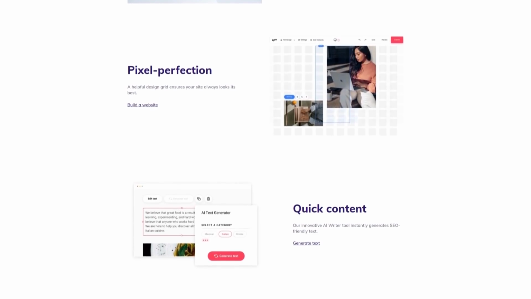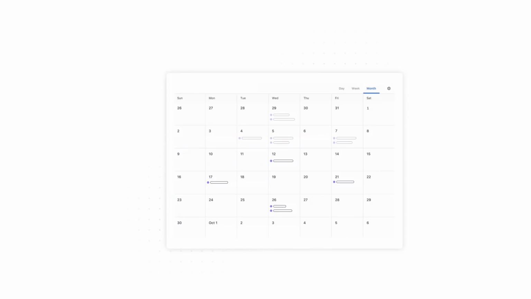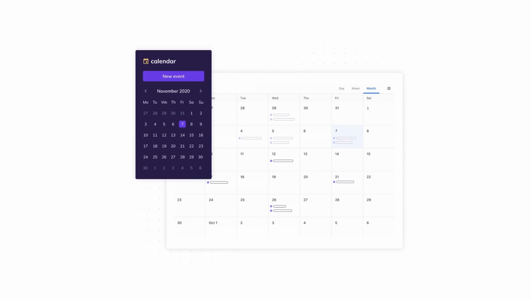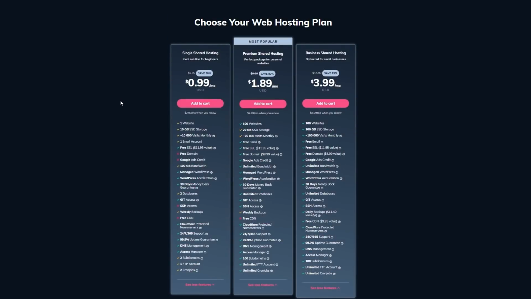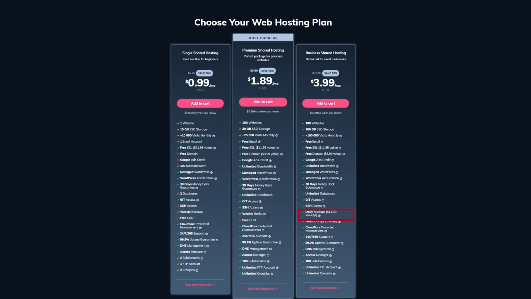For those of you who think you're going to need a lot of bandwidth and a whole flurry of email accounts, the premium and business plans offer unlimited versions of both of those, so you got yourself covered there. For an anxious person like myself, one thing that I really value is the ability to back up a site. With the single and premium plans, you're going to get weekly backups, and the business plan allows you to do it daily.